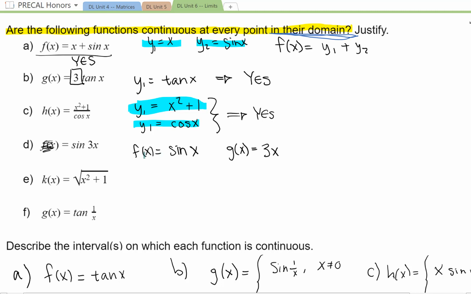Sine x is a continuous function for every point in its domain. This is linear, so that's continuous, meaning the composite of these two functions is also continuous at every point in its domain.